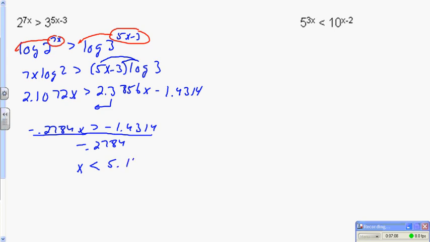You get x less than 5.14. Now, all of the decimals we used to represent logs were in 4 decimal places. Our answer can be 2. We want to make sure we have enough decimals to eliminate round-off error.